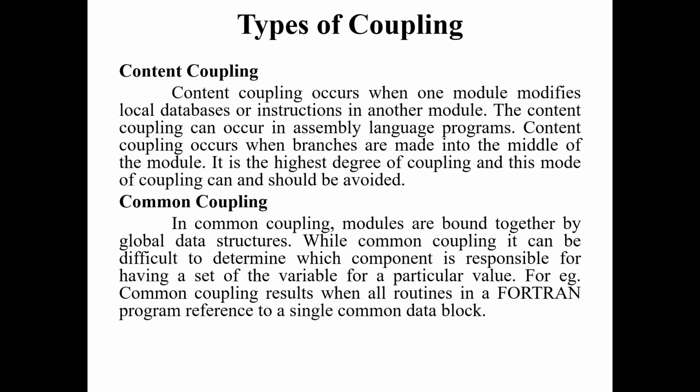Common coupling. In common coupling, modules are bound together by global data structures. With common coupling, it can be difficult to determine which component is responsible for having set a variable to a particular value. For example, a Fortran program refers to a single common data block.